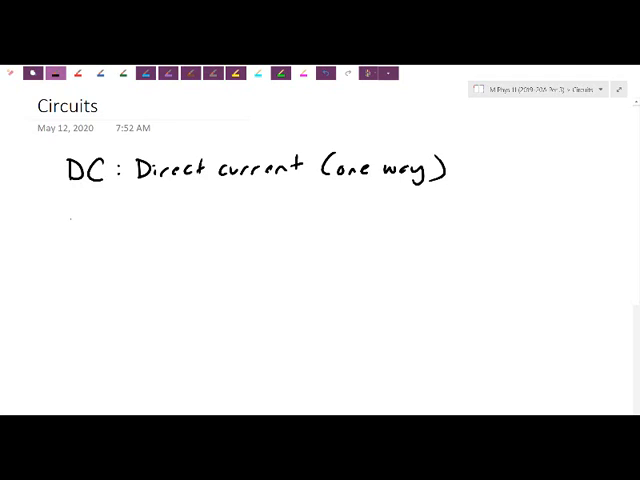The other type of current here is called AC current. AC stands for alternating current. We actually get alternating current every time we plug into the wall socket. I know it's not super clear. How come we have alternating current? Why don't we just make everything direct current?